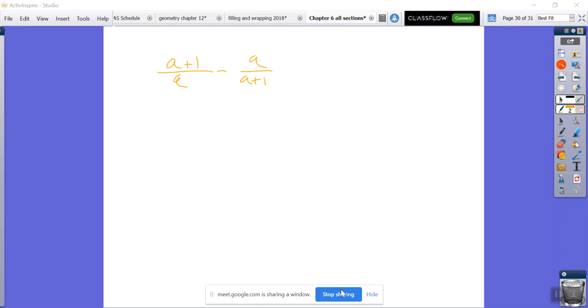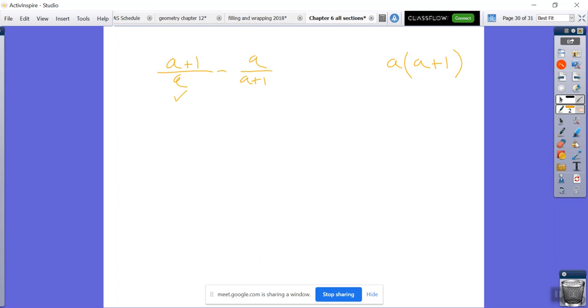Okay, so the first thing we have to do is figure out the lowest common denominator. So what two things are going to go into my lowest common denominator? A and A plus 1. So we have A, and that takes care of this A. What's the other thing that we have? A plus 1. Okay, so that's our least common denominator.